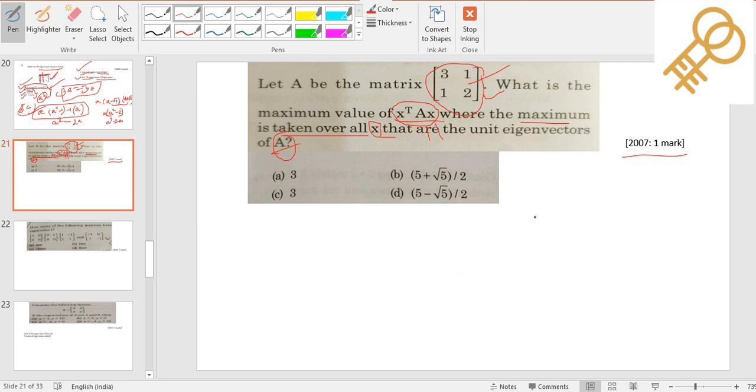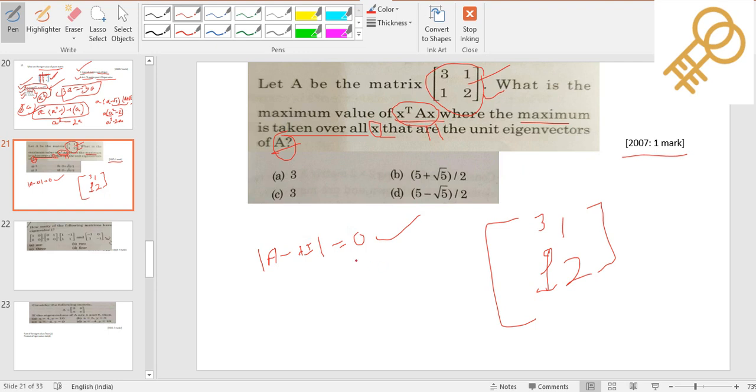So the matrix elements are 3 1 1 2. This is your given matrix, right? We have to find the maximum eigenvalue of the given matrix. To do that, we make use of the characteristic equation. The characteristic equation tells us that the determinant of A minus lambda I is equal to 0. This is your characteristic equation. With the help of this, we can find the eigenvalues of the given matrix, and among them we have to find the maximum eigenvalue.